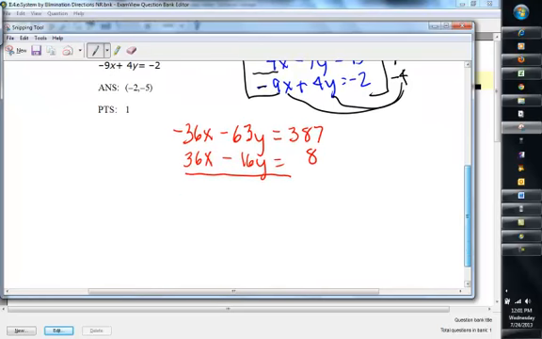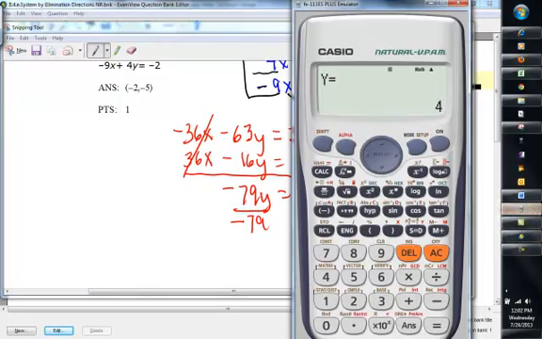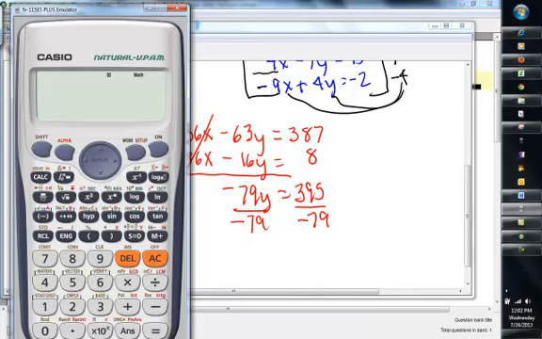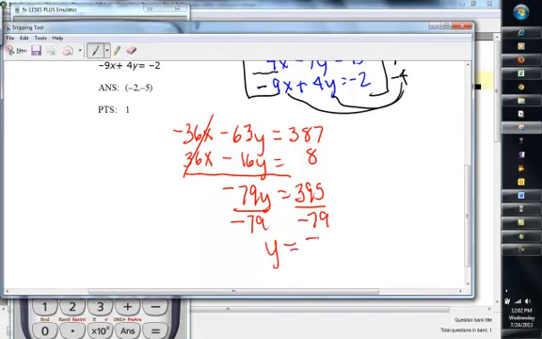Now we're going to eliminate them by adding the two equations together, and the x's are eliminated, and so we get negative 79y equals 395. Divide both sides by negative 79. Oops. We have to get to the right mode on the computer, because I was using it to calculate equations before. 395 over negative 79. If it does not come out correctly, then we must have made a mistake. So y is negative 5.